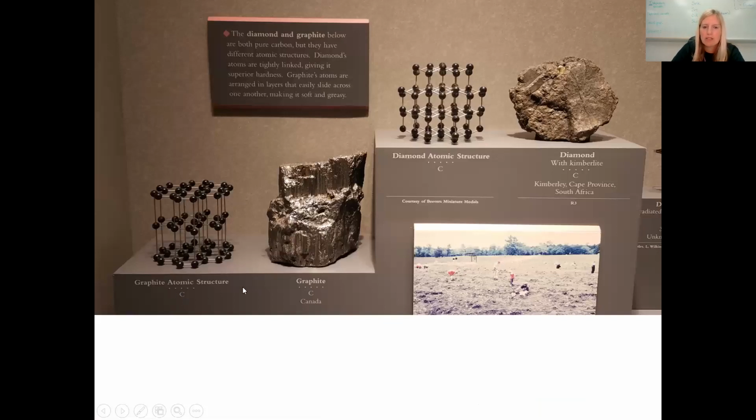So I've got carbon as a graphite, that's how the carbon atoms are arranged. If it's a diamond, then they're arranged this way. So still both carbon, but just different structures.